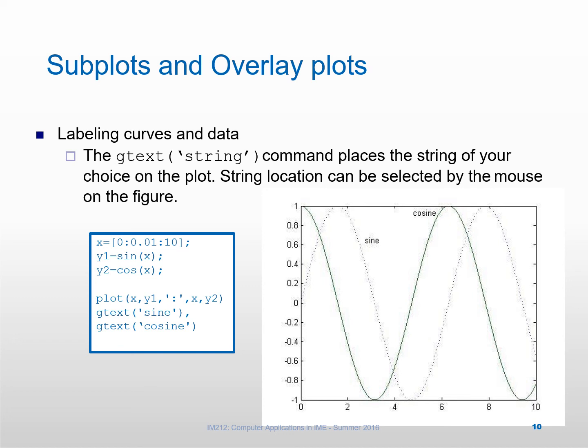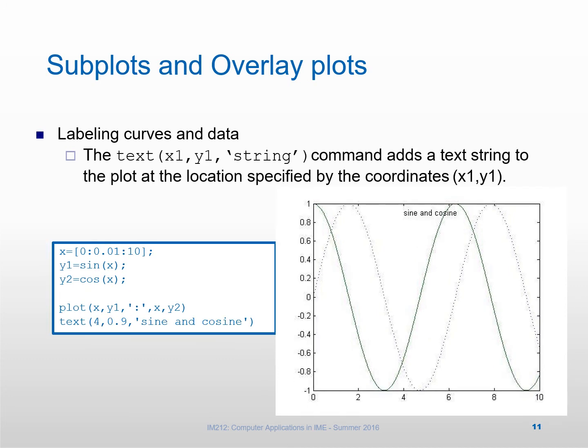And then here I'm asking MATLAB to put gtext sine, gtext cosine. Basically the gtext command places the string of your choice on the plot. You should locate this string of characters or this gtext. For example, you can try it on your command window, and then whenever you have the figure, MATLAB will show you a big pointer. So if you click on the figure, MATLAB will start with sine because it will start in the order, and then if you click another time on the figure, MATLAB will locate cosine.